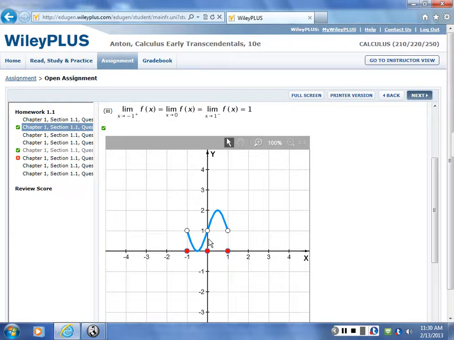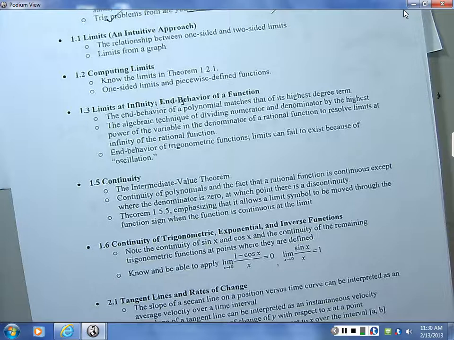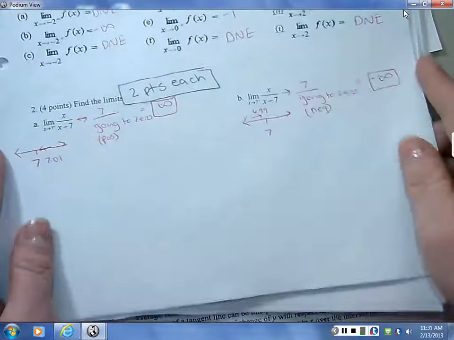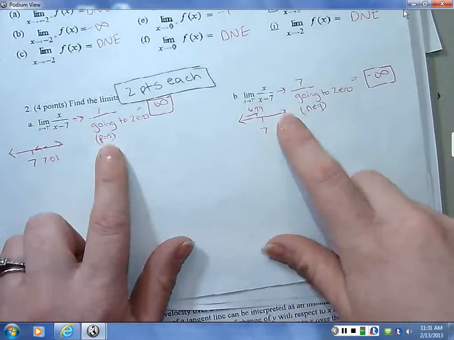So I think we've done quite a few examples on 1.1 and 1.2, computing limits. On the piecewise defined function, if you look at the quizzes, I think we've done examples of this one multiple times.